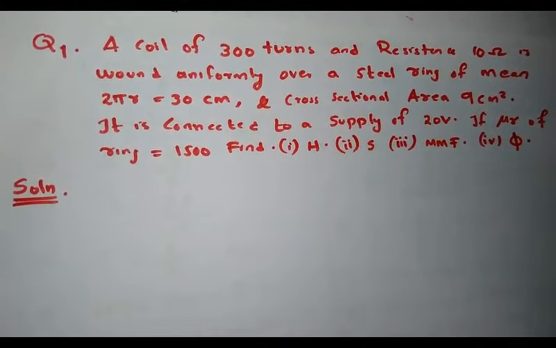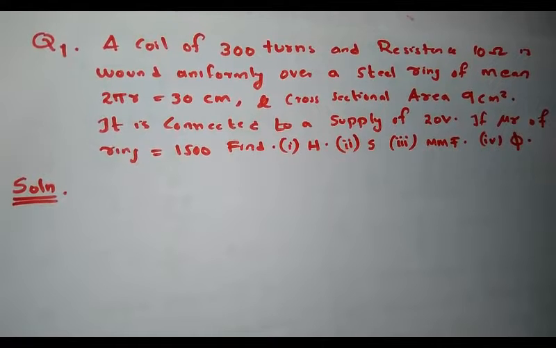Let's go through a basic problem related to magnetism. In this problem, it is specified that a coil of 300 turns and resistance 10 ohm is wound uniformly over a steel ring of mean circumference 2 pi r, 30 cm, and cross-sectional area 9 cm square. It is connected to a supply of 20 volt. If mu r, the relative permeability of the ring, is 1500, we have to find H, the magnetizing force, the reluctance, the MMF and the flux.